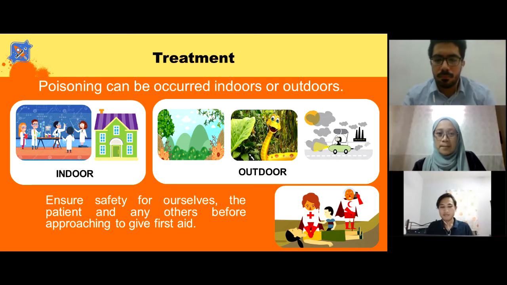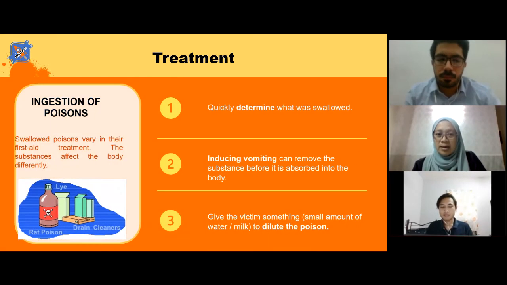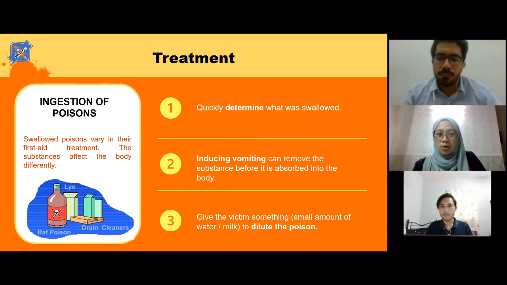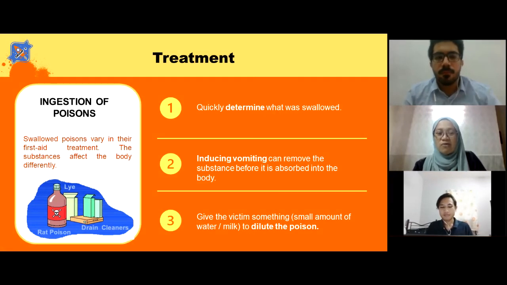The treatment has been divided into four. The first one is ingestion of poison. Swallowed poisons vary in their first aid treatment. The substances affect the body differently. Here, I listed 3 steps or 3 approaches to assist the patient. The first one, quickly determine what was swallowed. The second, we have to try to induce vomiting that can remove the substance before it is absorbed into the body. The last one, try to give the victim something to dilute the poison.